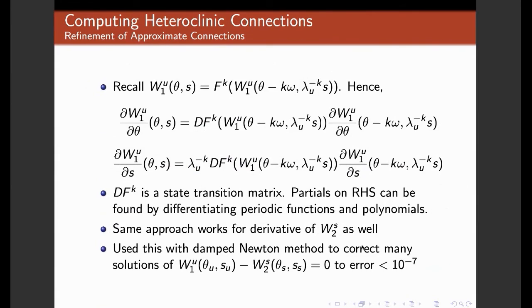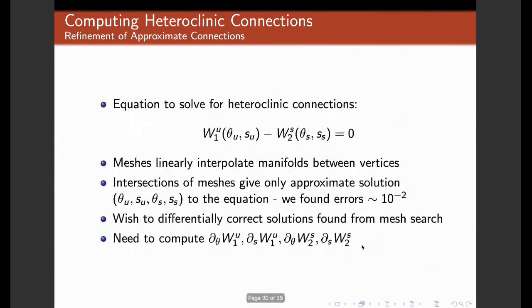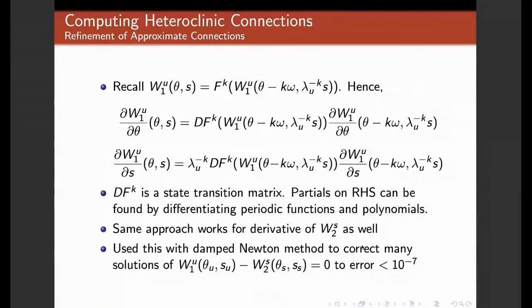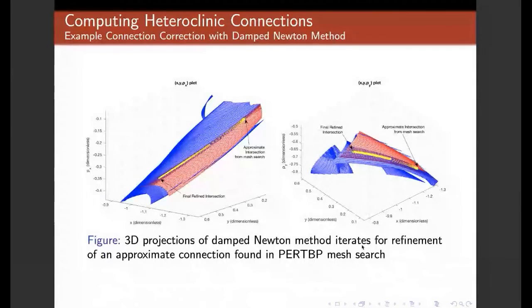And then this Df to the k is also a known problem. It's a state transition matrix for those of you who might be familiar with that. So you could use this with a damped Newton method to correct solutions that we found from the mesh search of the equation we were solving here. And we were able to do it to high accuracy. And here's an example of the differential correction.